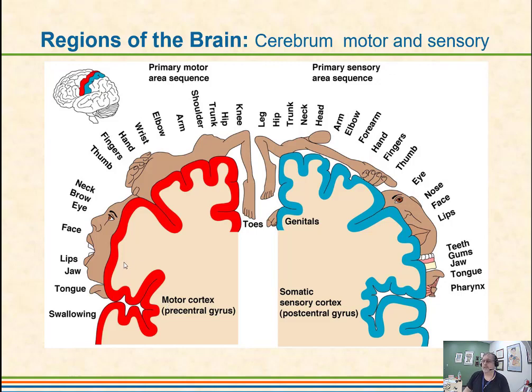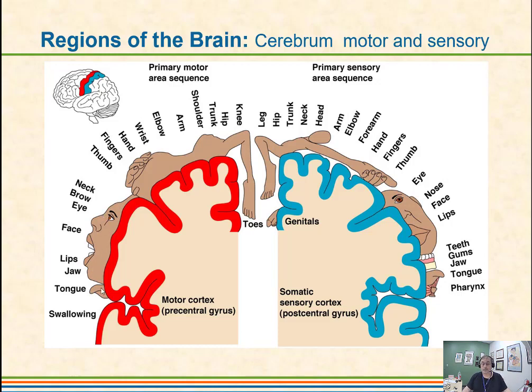a homunculus, which shows the distribution of the amount of the brain or nervous system associated with different actions. And we've got the motor area, again, that is just the posterior of the frontal lobe. And then we have the sensory area, which is the anterior of the parietal lobe. And as you see here, we have a lot of the brain associated with the head and neck region and tongue. So we are able to control the facial expressions very well.